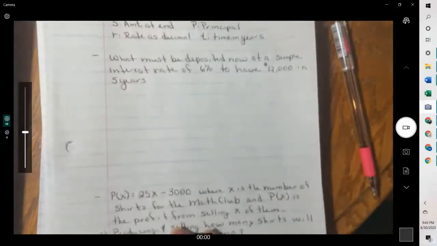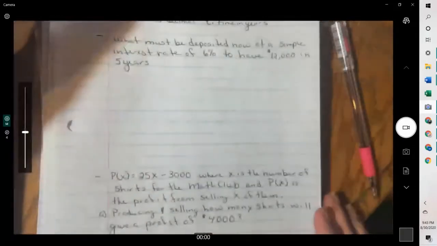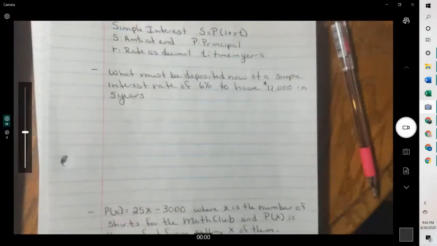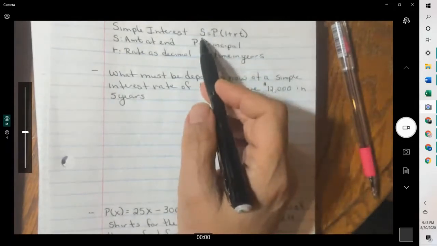Simple interest. Simple interest has a formula, S equals P times 1 plus RT. S is the amount at the end, so it's your total amount at the end. P is the starting amount or the principal. R is the interest rate as a decimal, and T is time in years, so it is in years. S is also called future value.